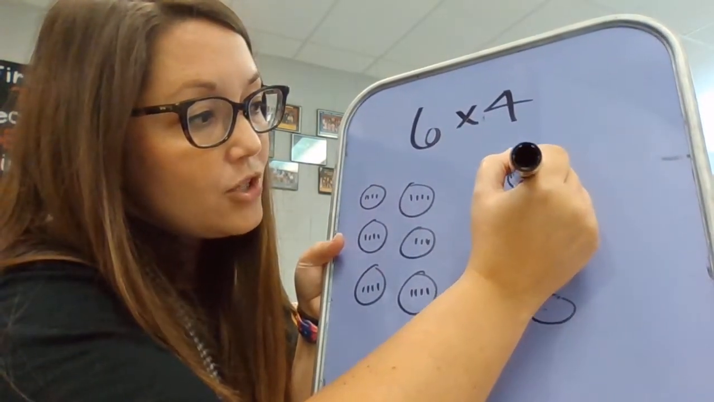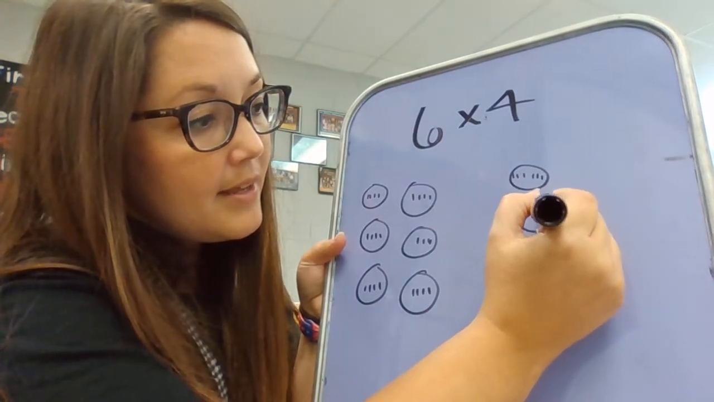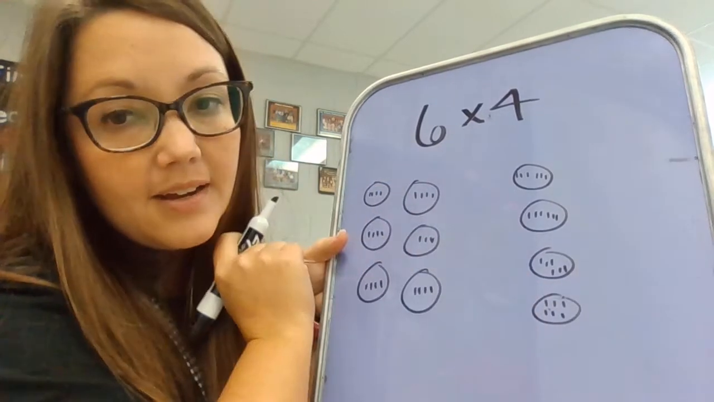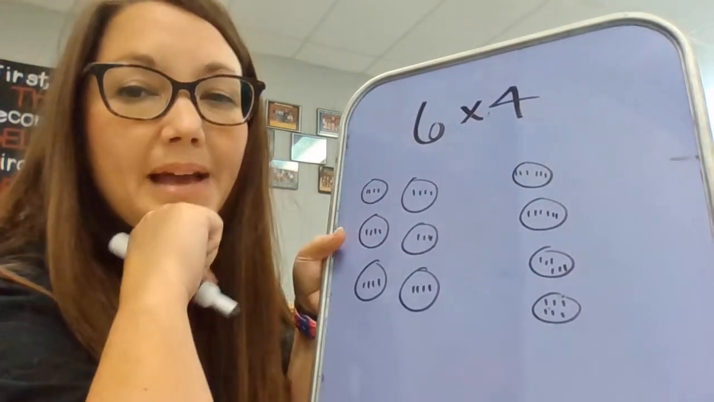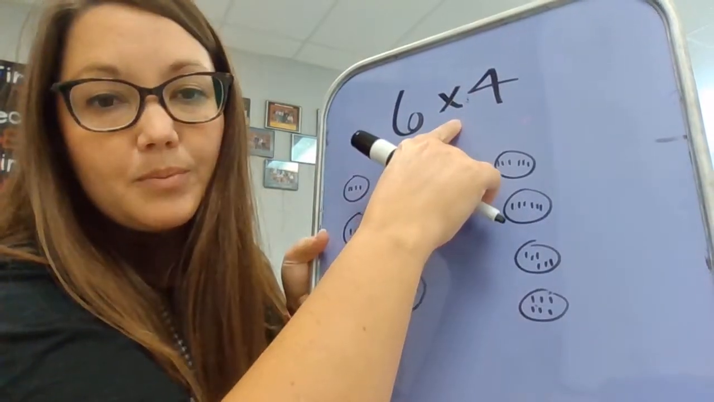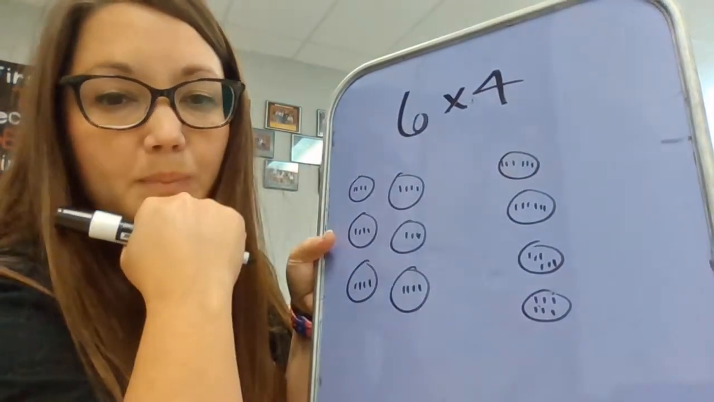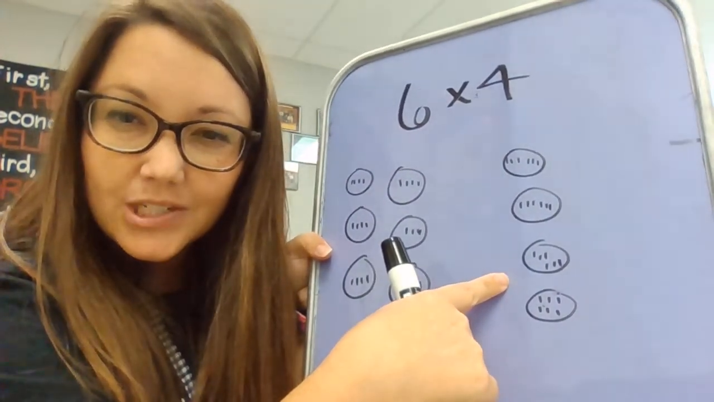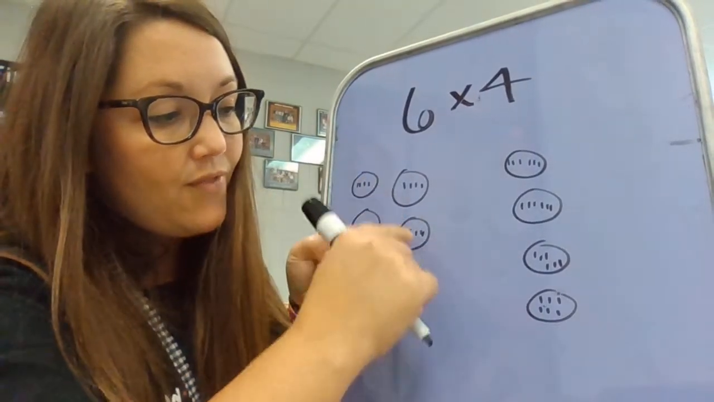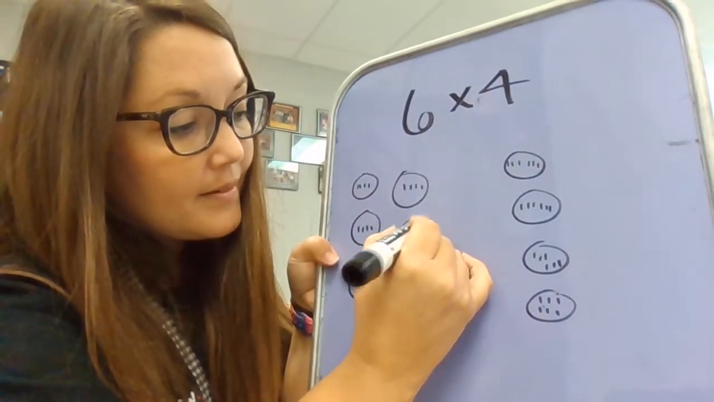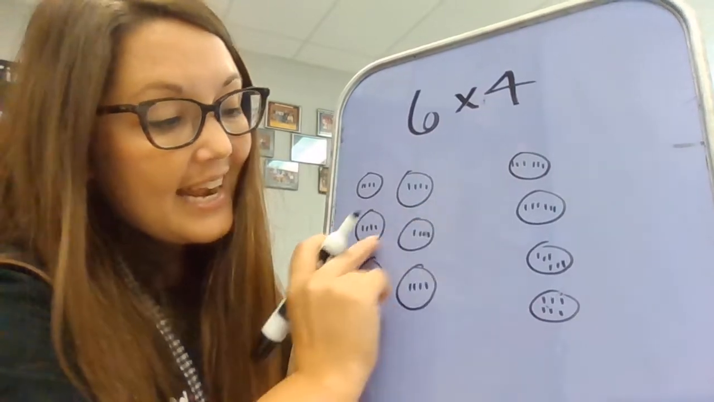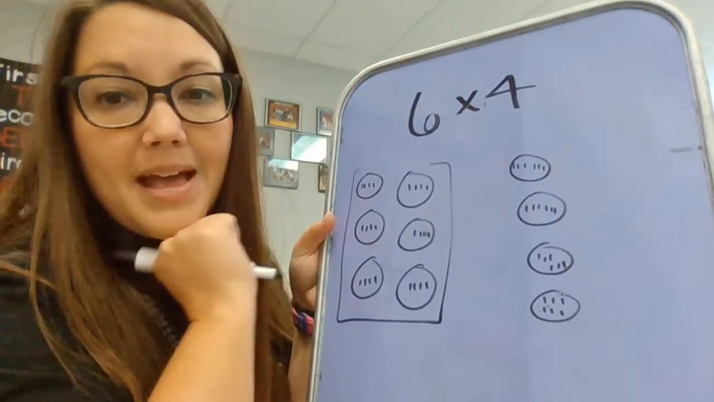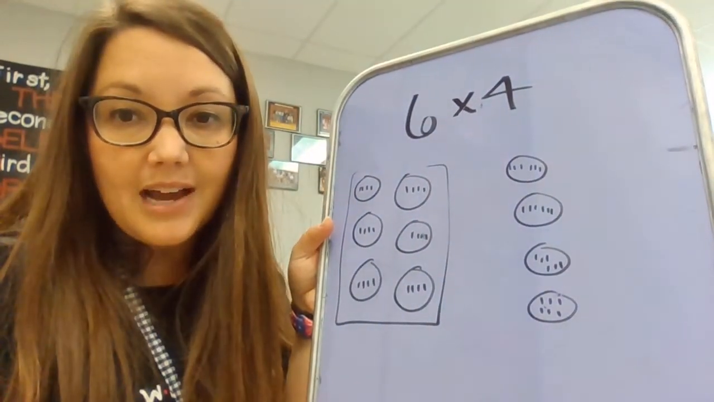Over here, I'm going to draw 4 groups of 6. Which one best represents 6 groups of 4? Does this one, or does this one? Let's take a look. 1, 2, 3, 4, 5, 6 groups. And how many are in each group? 4. So this one is the best representation of 6 times 4.